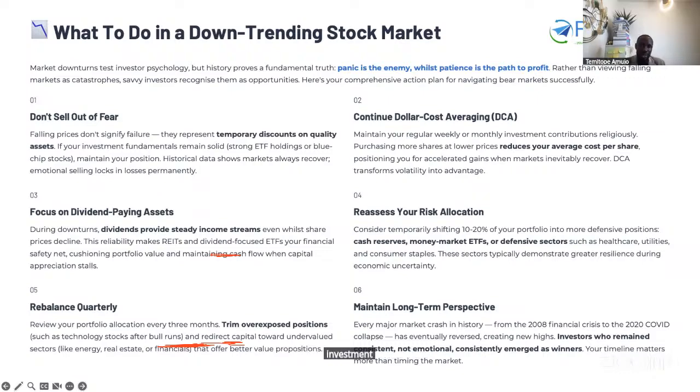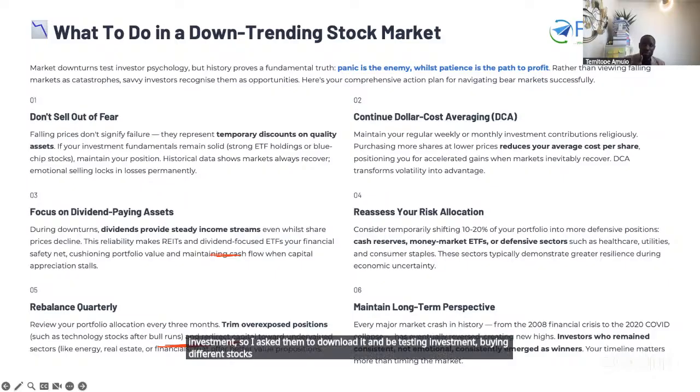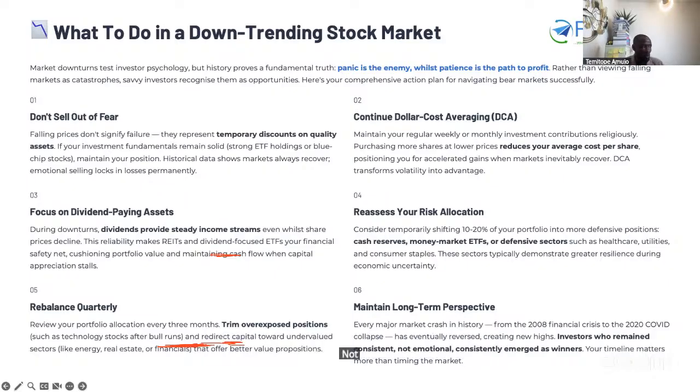So I asked them to download it and be testing investment, buying different stocks, but they don't need to put money. It's not like a demo trading anyway. But I was now showing them a live trading as well. So they were now seeing that, oh, this thing is coming down. No, it's now 80 something. Now they say, sell it, Daddy, sell it, sell it, sell it.